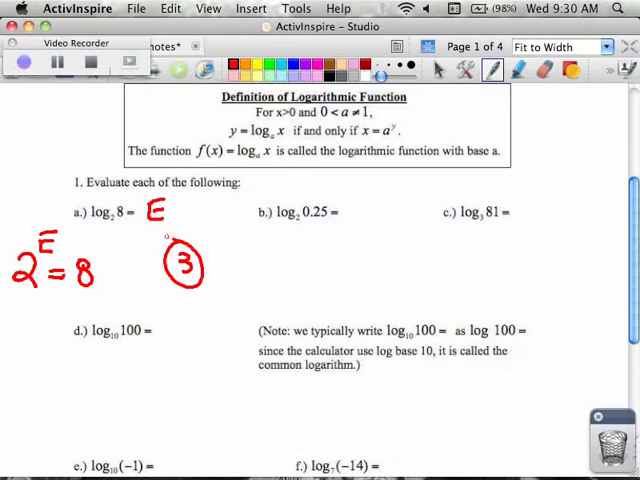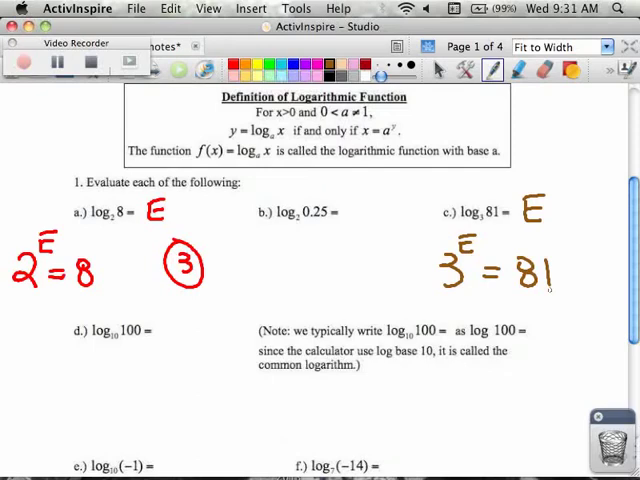Ooh, letter C. Let's go to letter C. In letter C, I know that this log has to equal an exponent, which means that 3 to some exponent, if I rewrite it in the Ben format, B-E-N, has to be 81. Or in other words, 3 to some power is 81. The answer is 4.